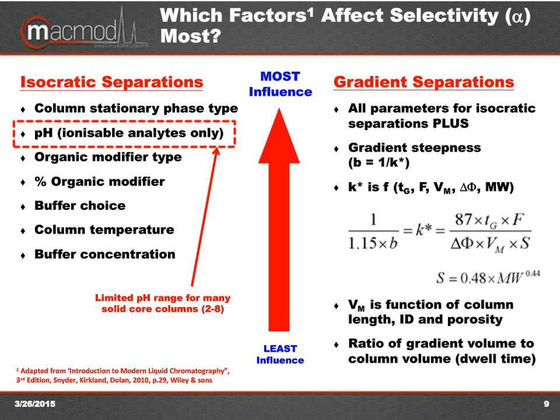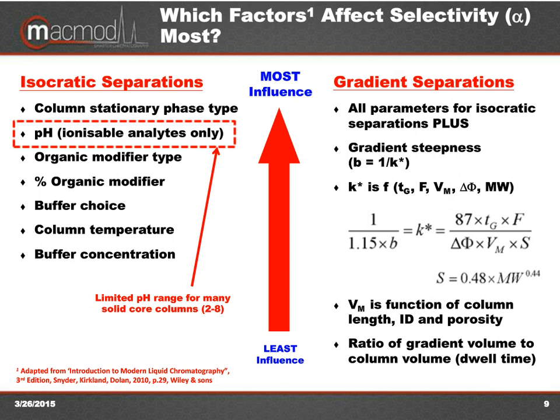For gradient separations, you have all of the same parameters that you have for isocratic, obviously, plus gradient steepness, or little b, which is proportional to 1 over the K star value. And that K star value, the average gradient retention factor, is given by the equation here in the middle of the right-hand side of the slide. It's a function of gradient time, flow rate, the difference in the organic modifier concentration, the column volume, and then a factor that's a function of the molecular weight of the compound. It's really obtained from a plot of log k versus percent organic for a given analyte.